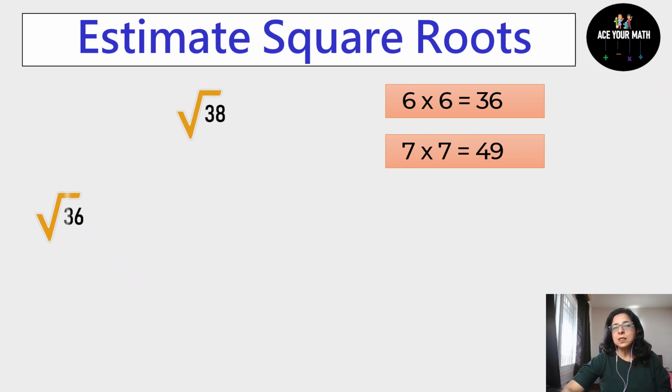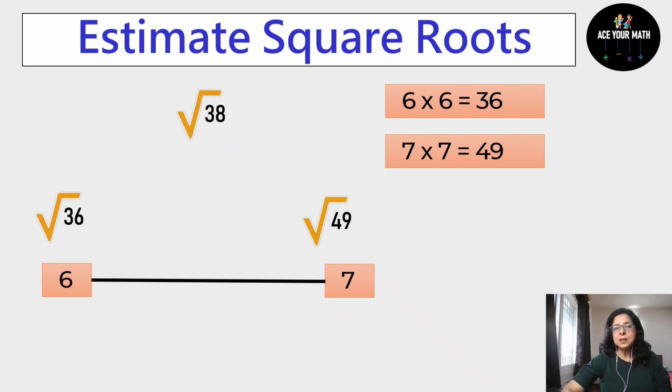It means our answer lies somewhere between square root of 36 and square root of 49. First we will solve square root of 36. It gives us 6. Square root of 49 will give us 7. It means our answer is between 6 and 7. Now we will see where it lies exactly between 6 and 7.